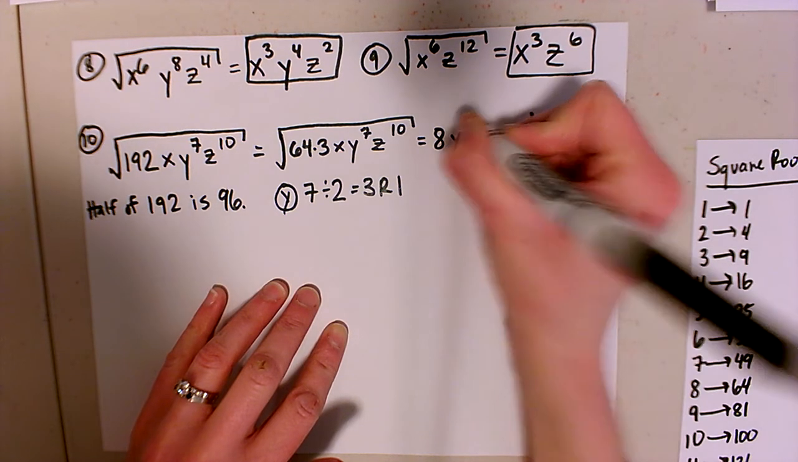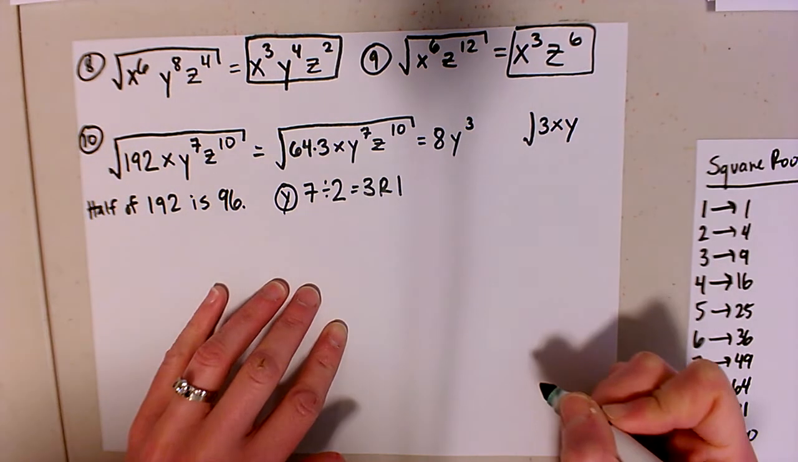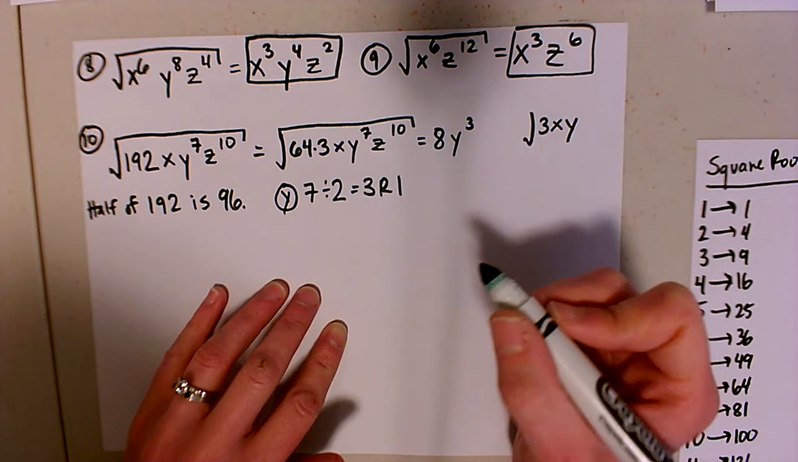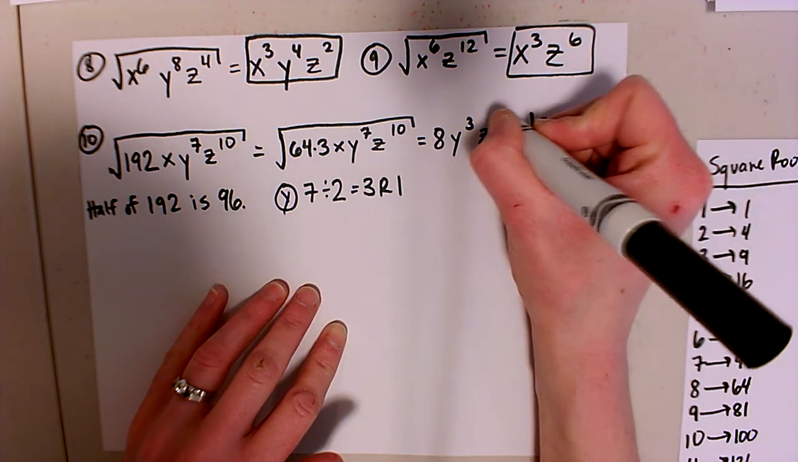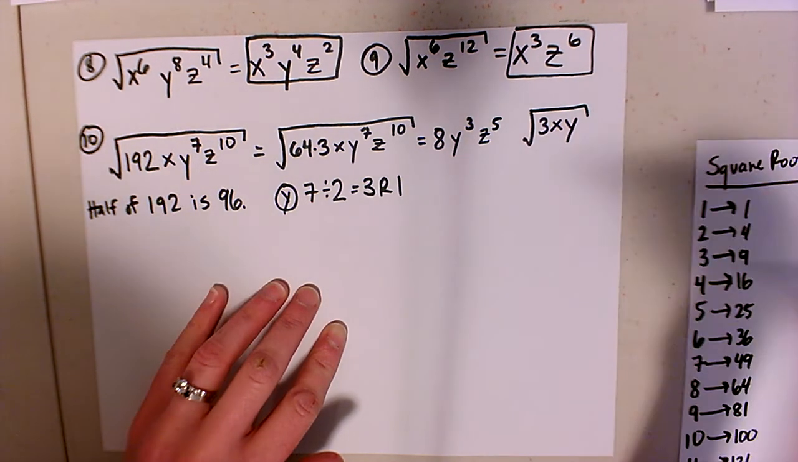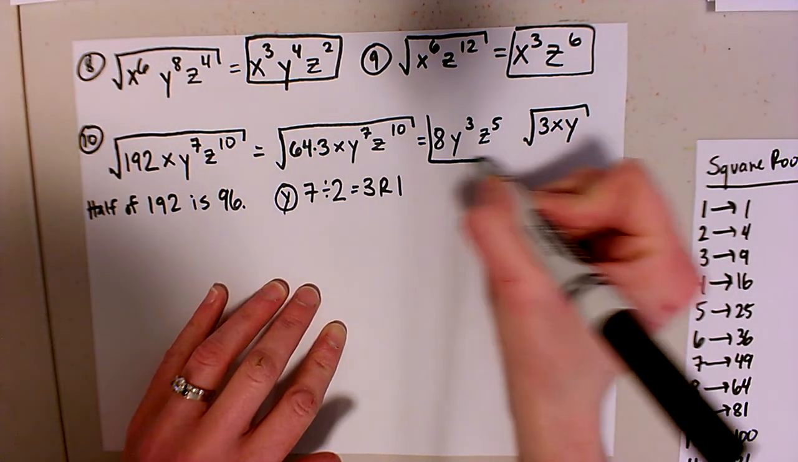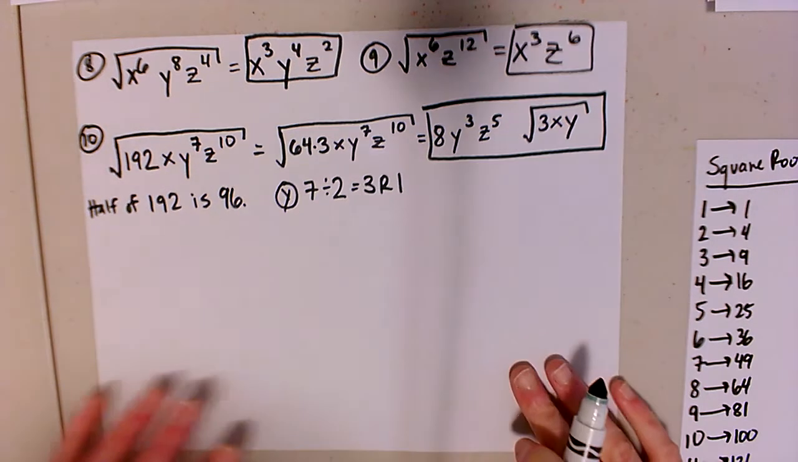So that means I'll have a y cubed on the outside and a lonely y to the 1 on the inside. And then for z to the 10th, well, 10 divided by 2 is 5. So then I have z to the 5th on the outside. I don't need anything on the inside for z. And then there's my answer there.